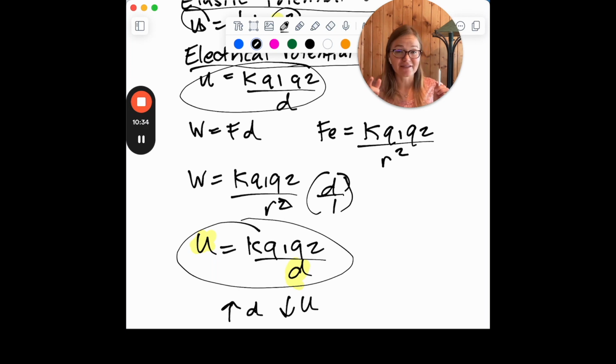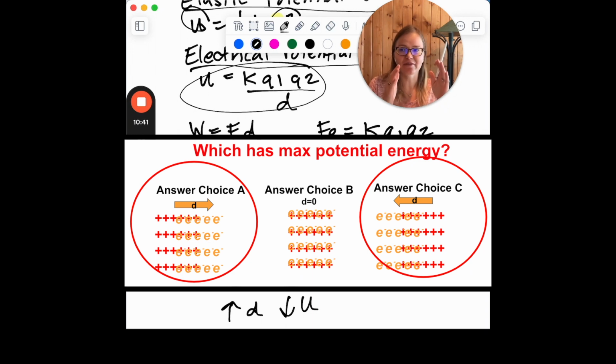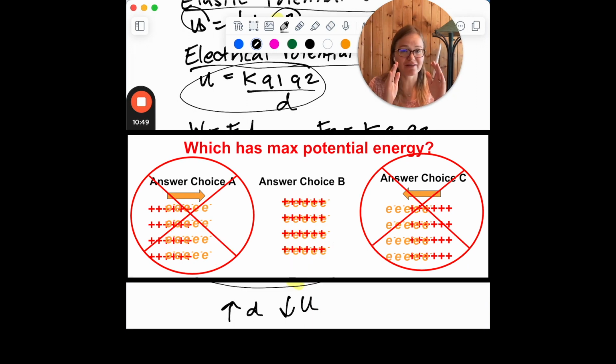Now, this tends to confuse students a little bit because they think that then answer choice A and C, which represent the sea of electrons having moved quite a bit either to the left or to the right of our positive ions, would be wrong, because since those electrons have moved a greater distance, they think that electric potential energy is decreasing. But that's not exactly the case.